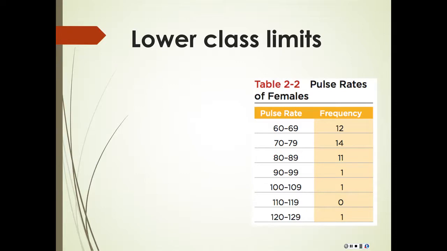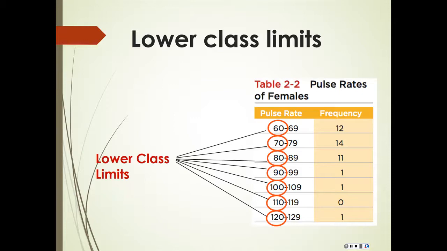We need to get some terminology first. Lower class limits, and this is on the first page of your notes. It is not the very first sentence, but it is on the first page, about midway down. Lower class limits are the first number of each class interval. Okay? It's the smallest number that can belong in that class. So if I had a pulse rate that was 42, I don't have a class to put it in because that's smaller than all of my lower class limits.